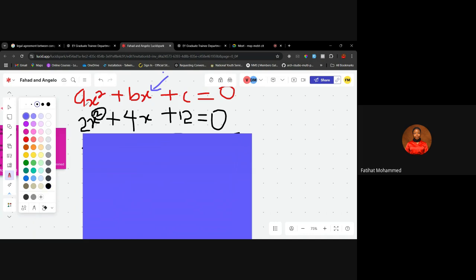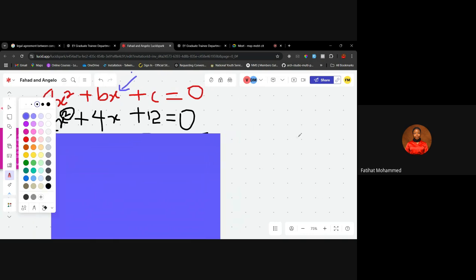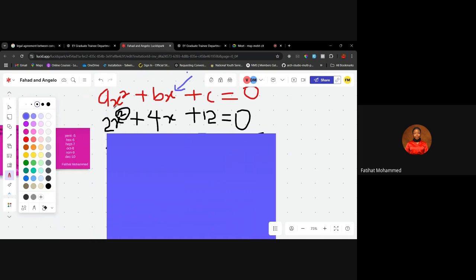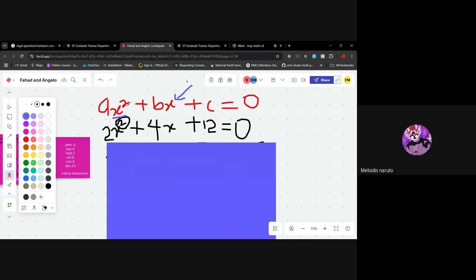It's very simple. I already taught you guys variable. I taught you guys coefficient. So now, if I ask you, what is the coefficient of x squared in this red one? Angelo? 2. No, in the red marker.